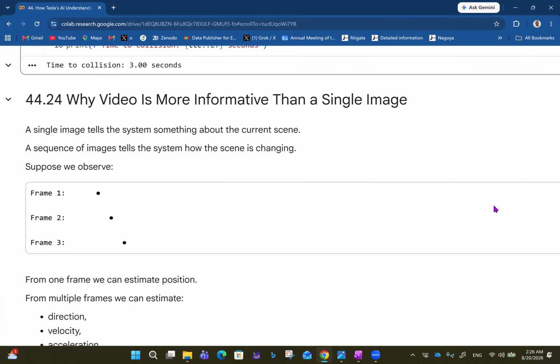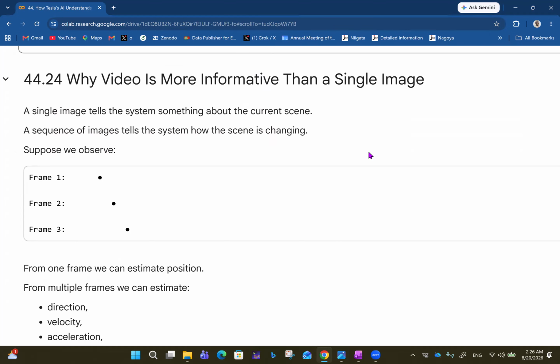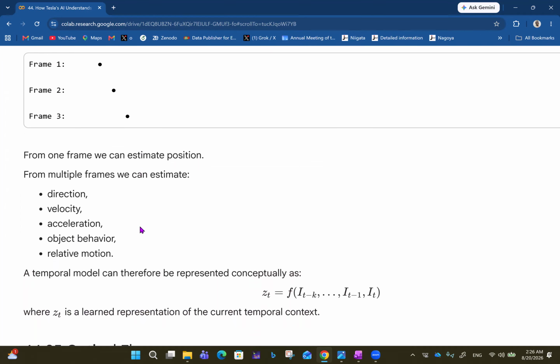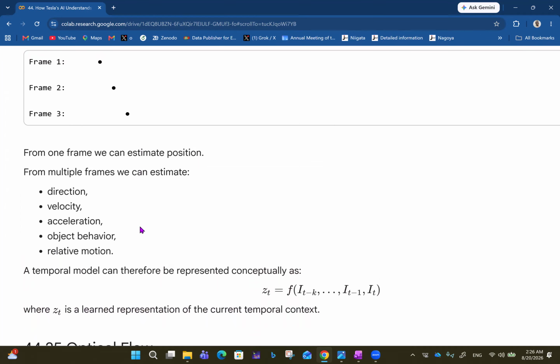Now, why is video more informative than a single image? A single image tells the system something about the current scene. A sequence of images tells the system how the scene is changing. Suppose frame 1 is this, frame 2 is this, frame 3 is that. So you can see an increasing distance. If you take a reference from here, from here to here, this is the distance. From here to here, it increases a bit. From here to here, it also increases further. So from one frame, we can estimate position. From multiple frames, we can estimate the direction, the velocity, the acceleration, the object behavior, the relative motion.